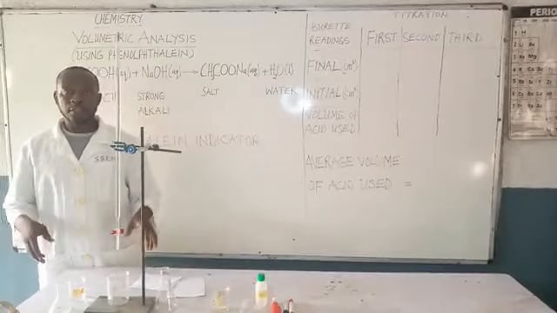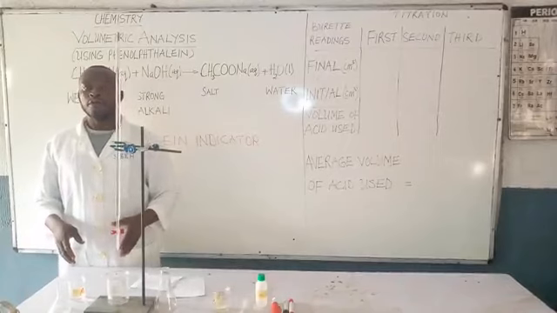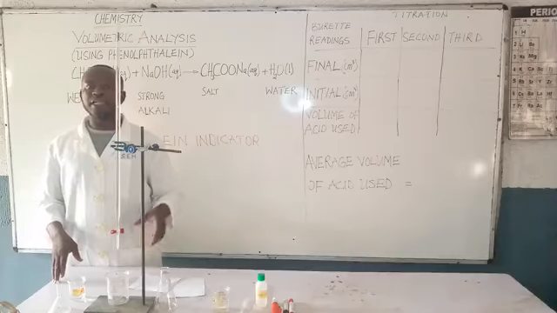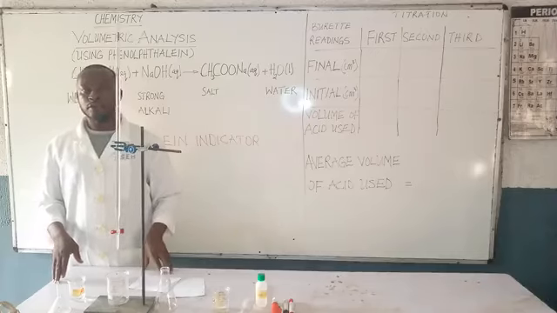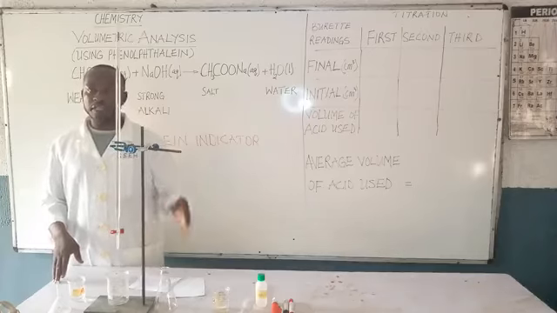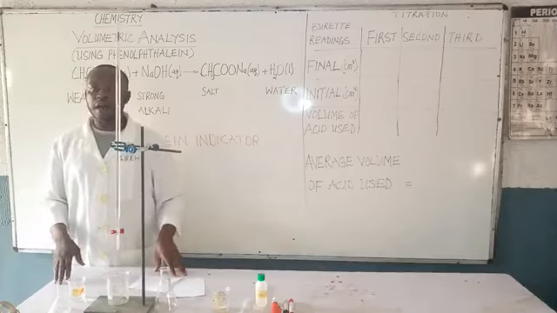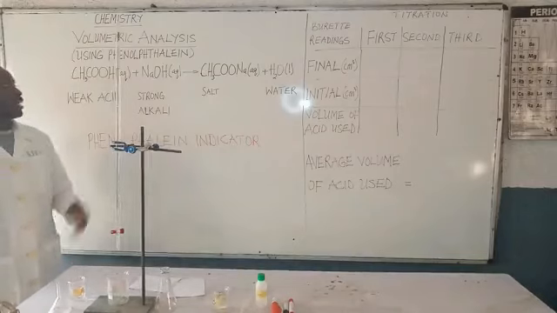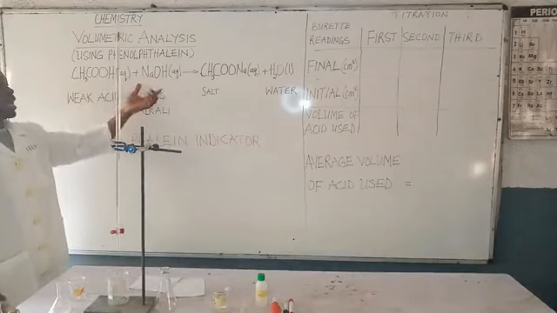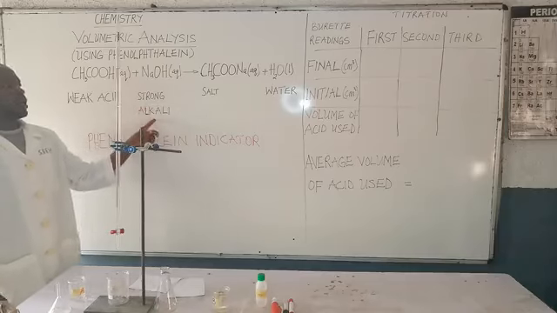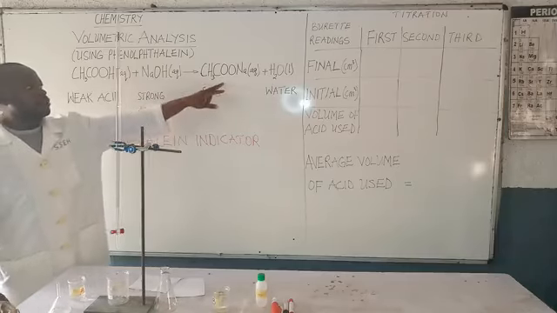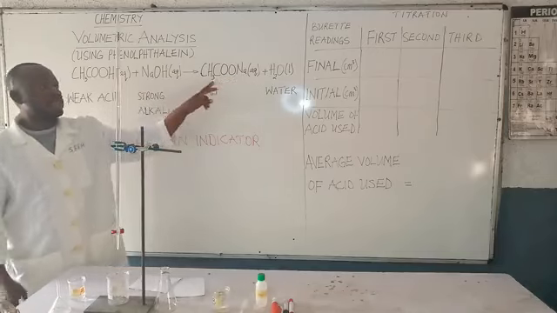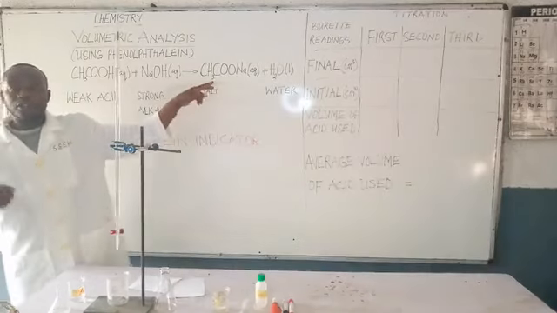Hello students, this class is a continuation of the topic volumetric analysis using phenolphthalein as indicator. The reagents we are using are a weak acid, as you see on the board, which is ethanoic acid, and sodium hydroxide, which is a strong soluble base. The salt produced is sodium ethanoate. That is the IUPAC name of the salt produced.